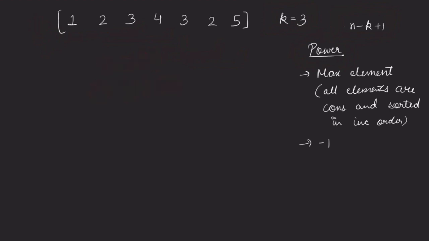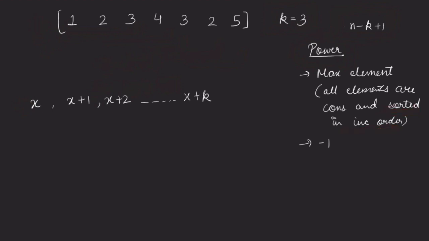So total 5 subarrays. So now if we look at the first subarray, are the elements consecutive? So consecutive elements meaning that the first element is some number x, the next element will be x plus 1, next element will be x plus 2, and so on, right? So if the elements in the subarray are present in this form, then we can say that all the elements of this subarray are consecutive. And the other thing is that they should be sorted in increasing order.